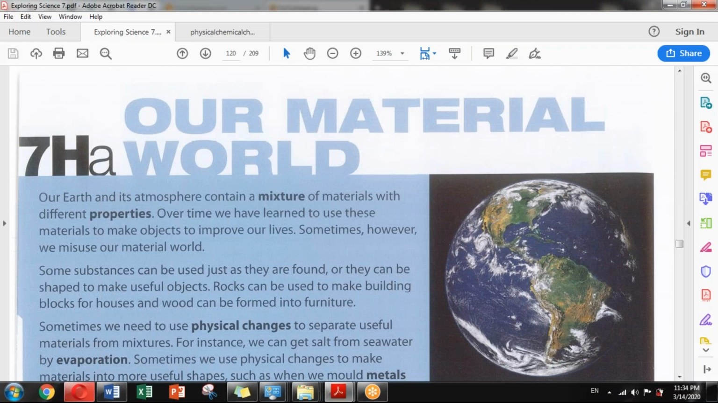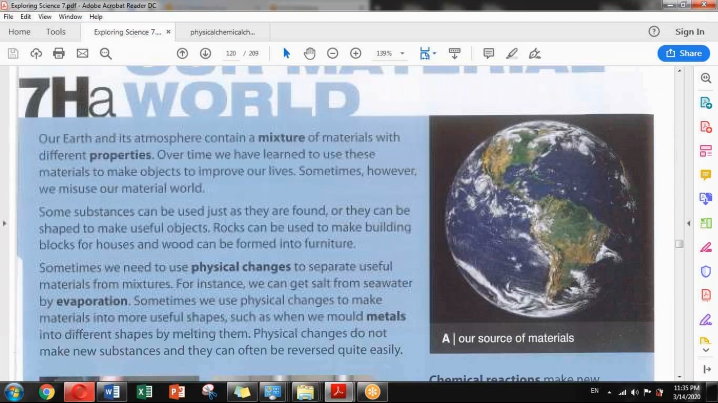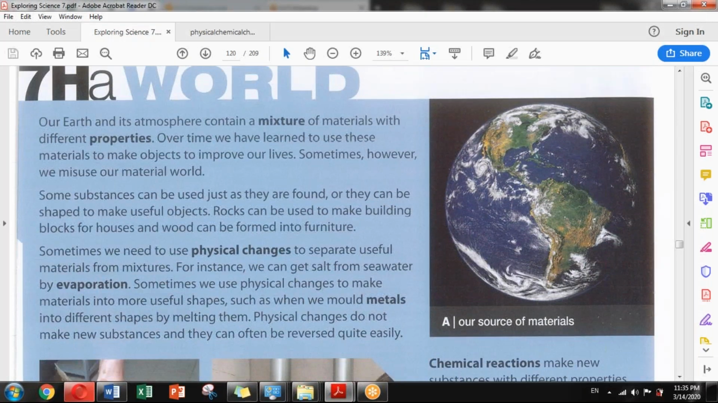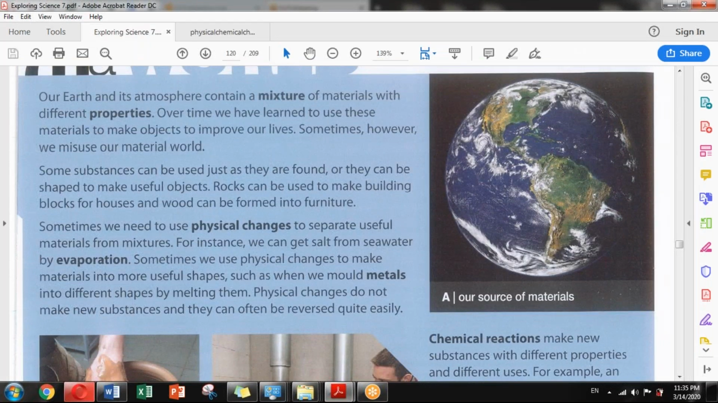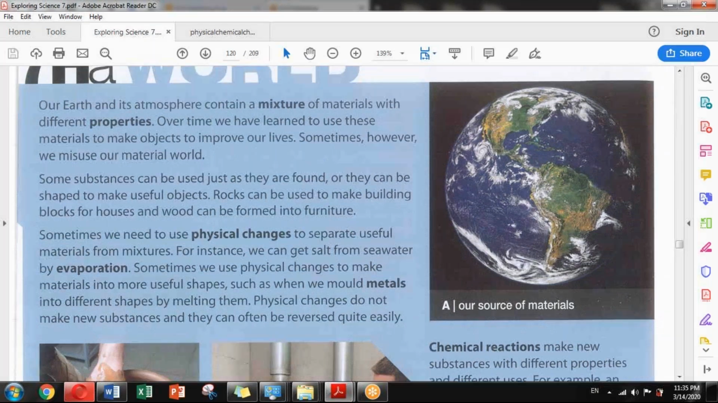Hello students, one more time. This is chemistry, unit 4, first topic. The name of the unit is atoms, elements and molecules, and the first topic is our material world. Here we have some scientific terms: mixture, and their properties, physical change. As you see here, evaporation, metals, chemical reactions, alkali, and so on. Especially physical change and chemical change are the main consideration in this unit.